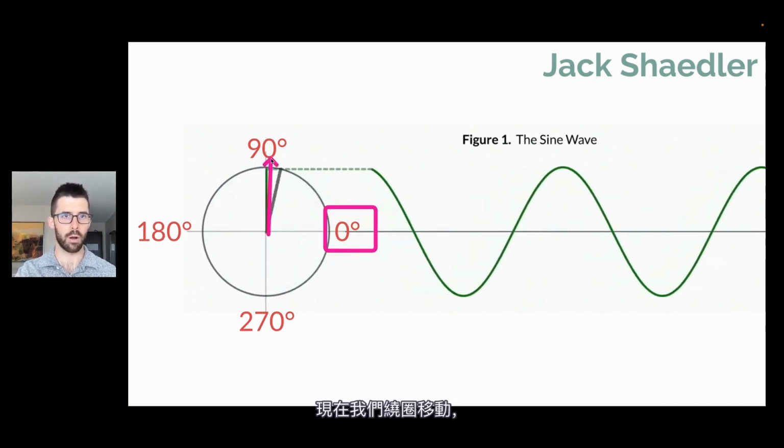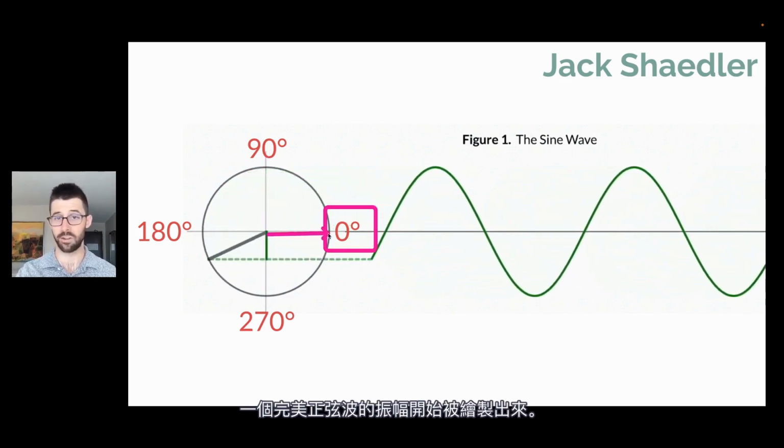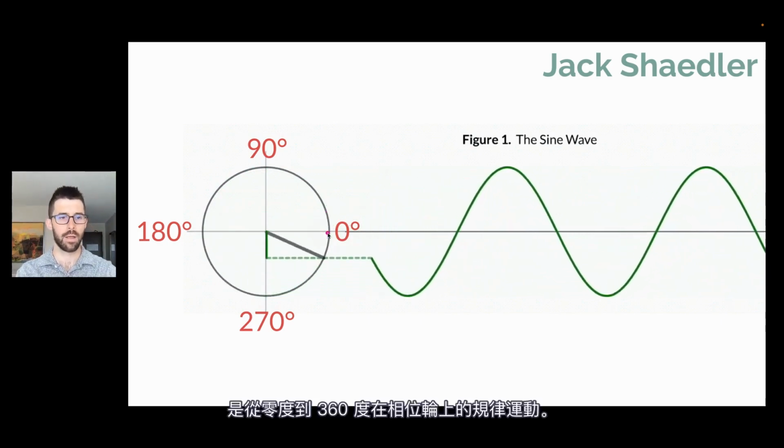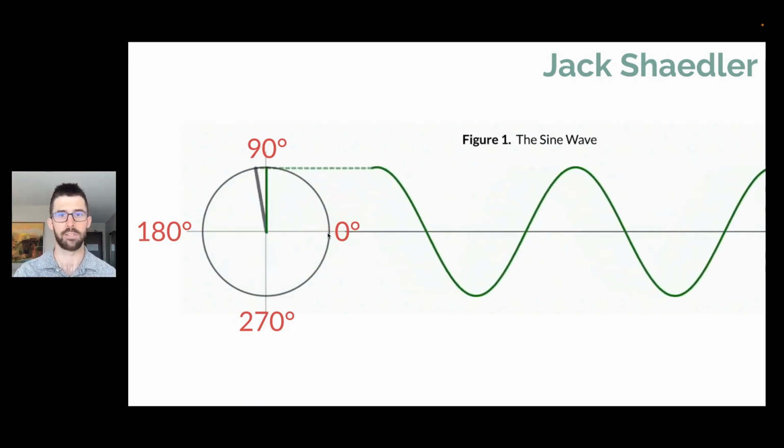So we can see right here that we have 0 degrees as our starting point right now, and we move now around the circle, and the amplitude of a perfect sine wave starts to get drawn. So this is a perfect sine wave. It is a regular movement throughout the phase wheel from 0 to 360 degrees.